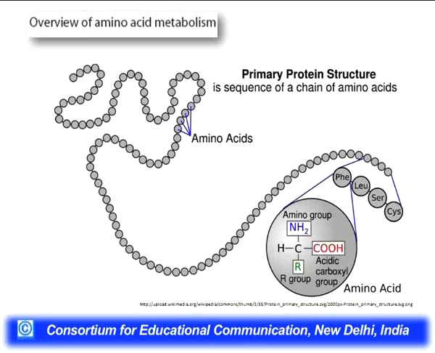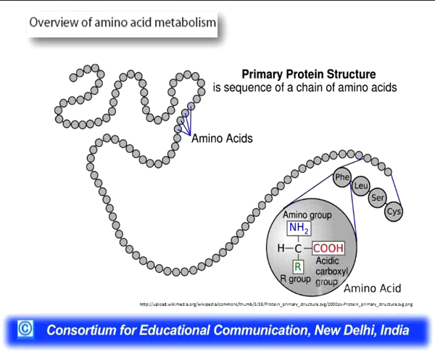Now let's come to the last part of my presentation, which is amino acid metabolism. Before going into amino acid metabolism, let's discuss what exactly amino acids are and how they form part of the protein structure. A protein is nothing but a polypeptide which contains a number of amino acids interlinked to one another. These amino acids are attached to one another with the help of the peptide bond.